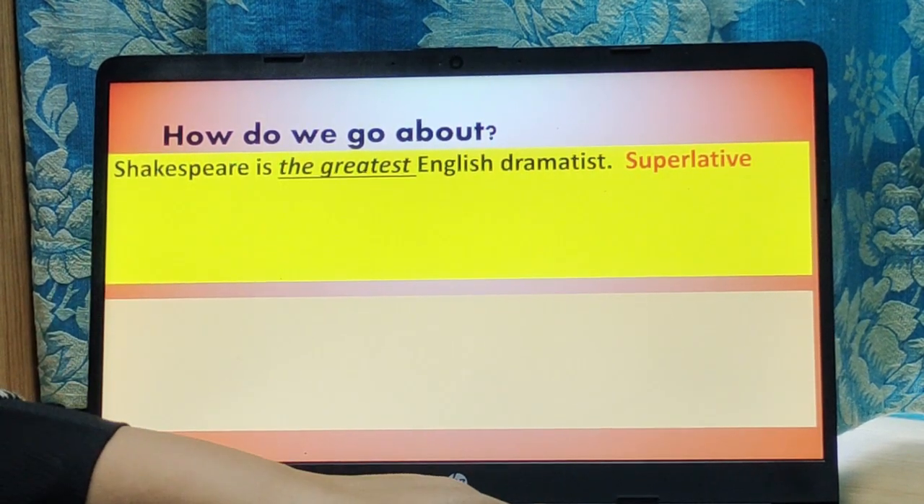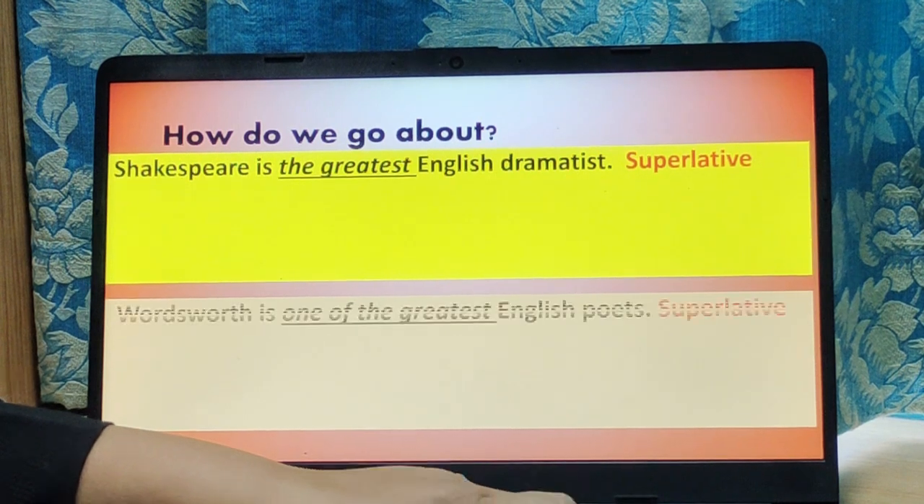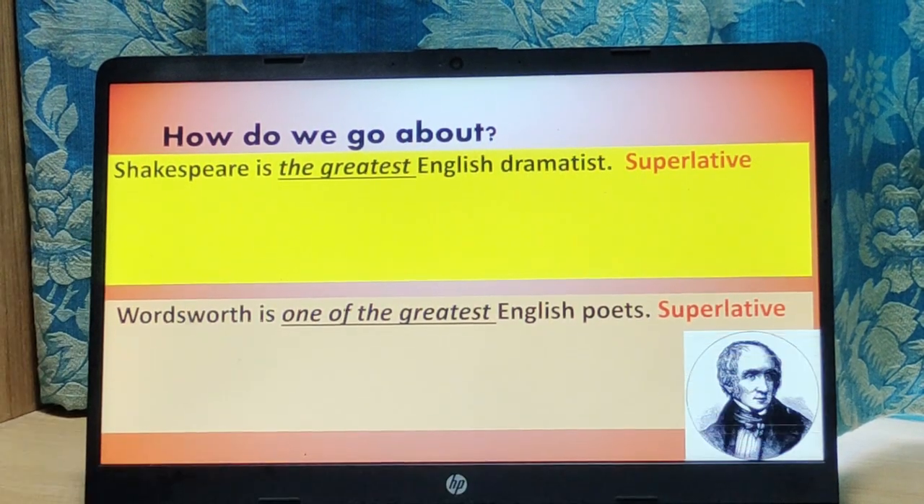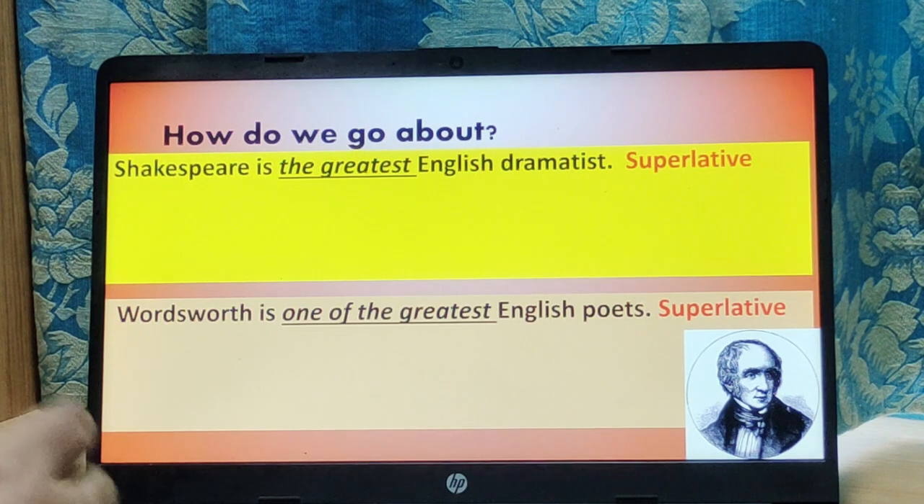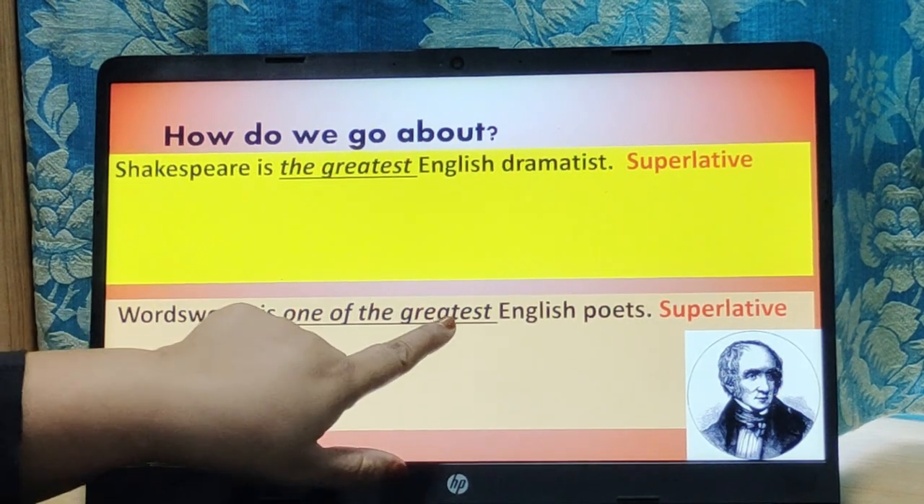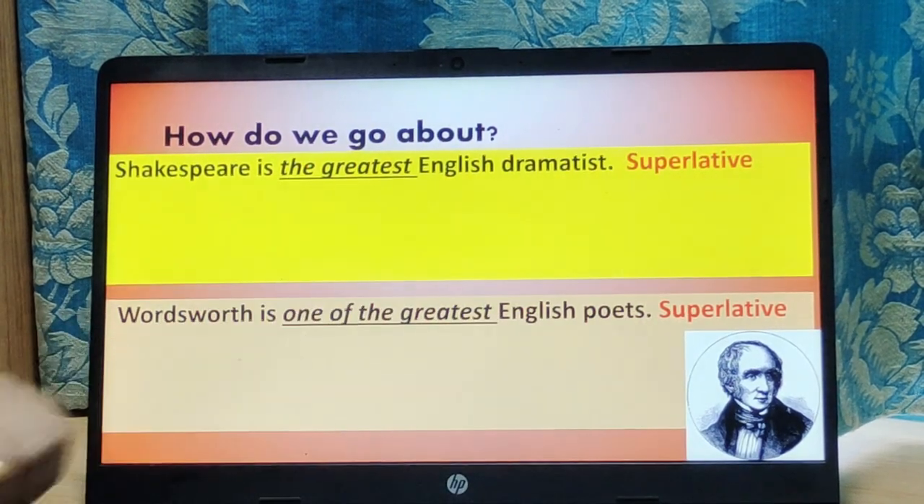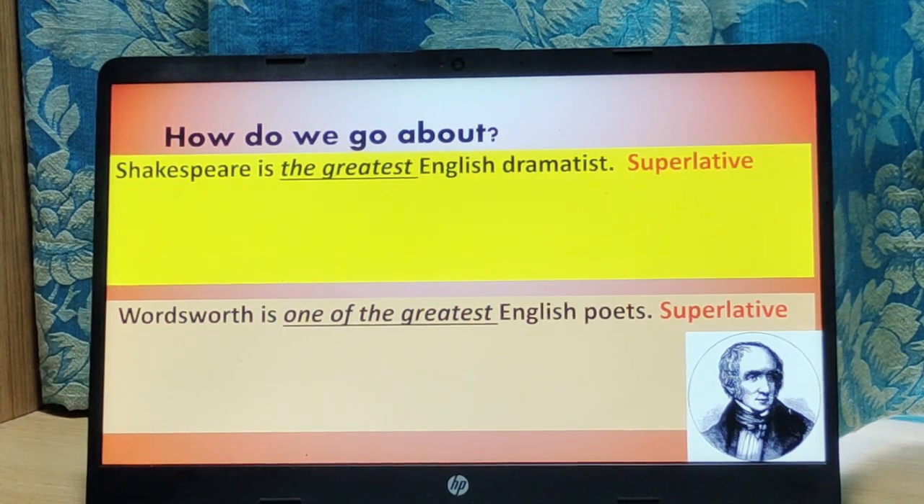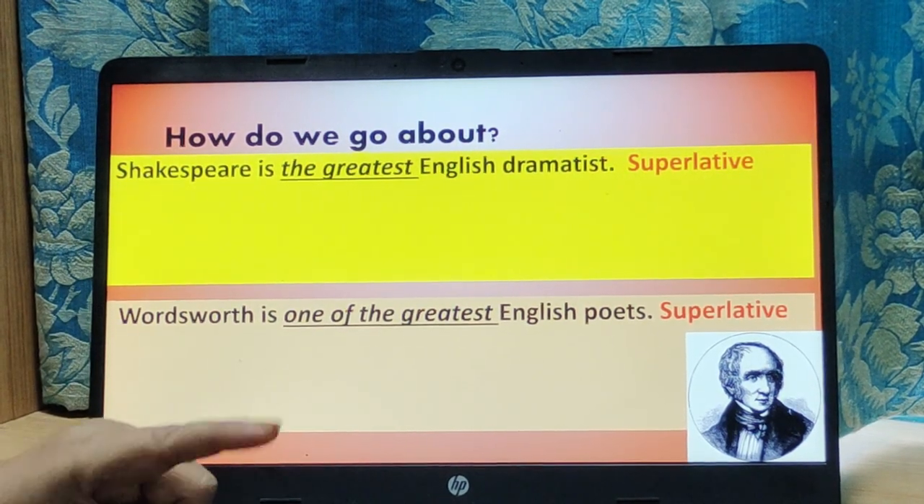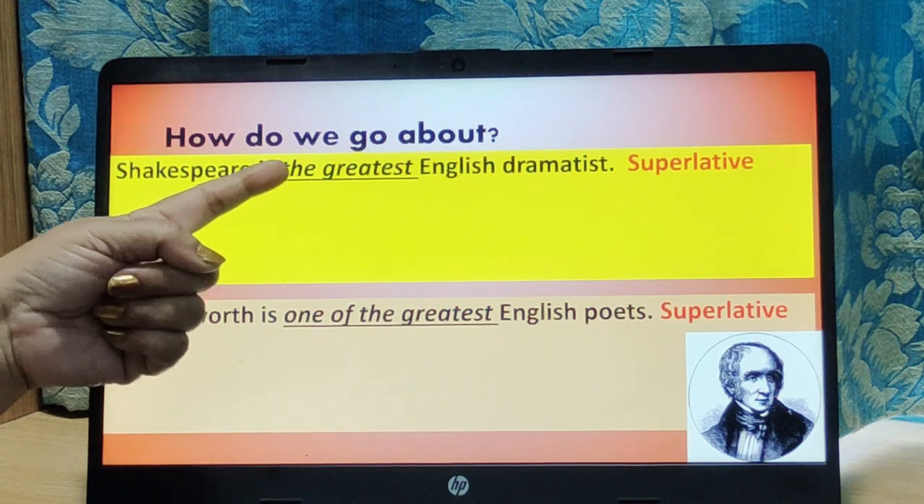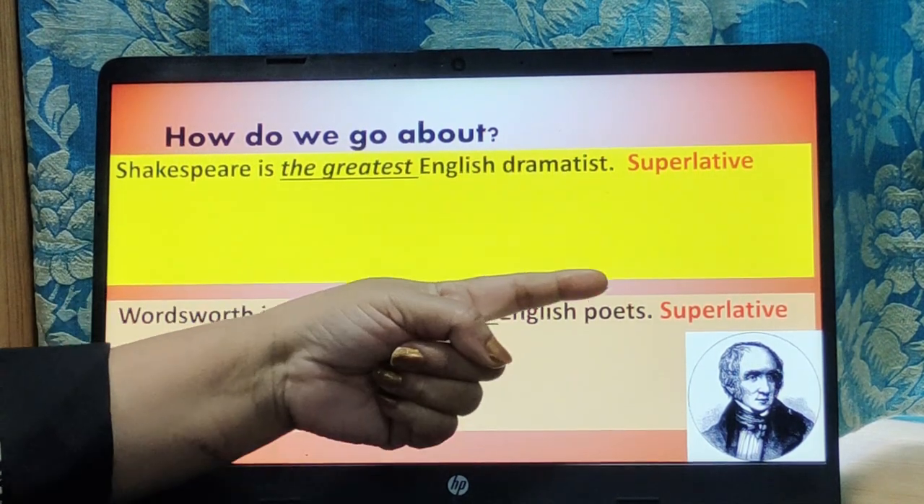Now let us consider another sentence. The sentence, Wordsworth is one of the greatest English poets. Here also it is using EST and hence it is superlative degree. But there's a difference between the two. In the first sentence, it is the greatest English dramatist.